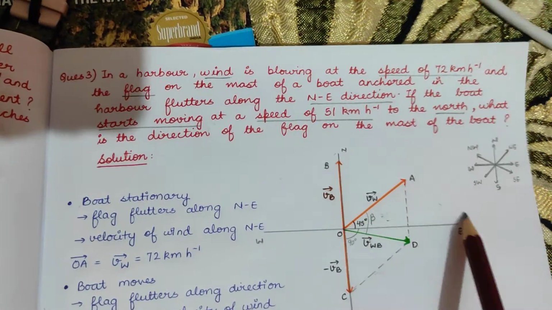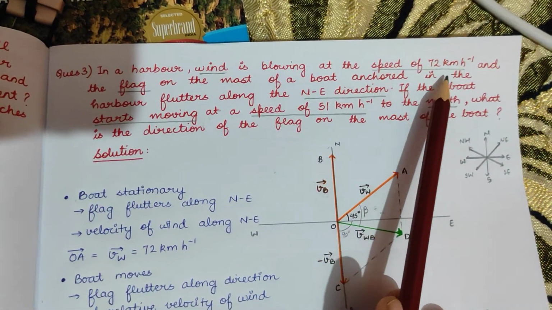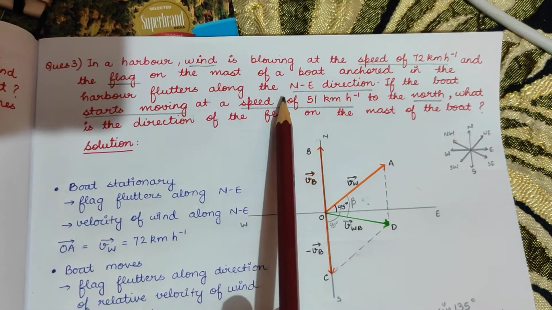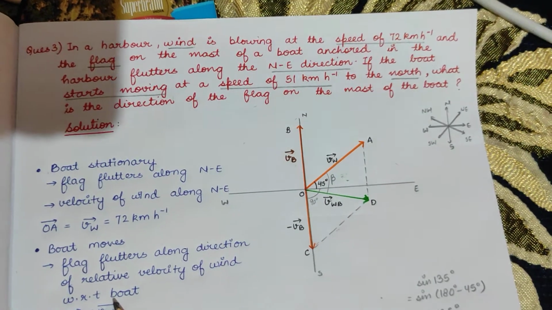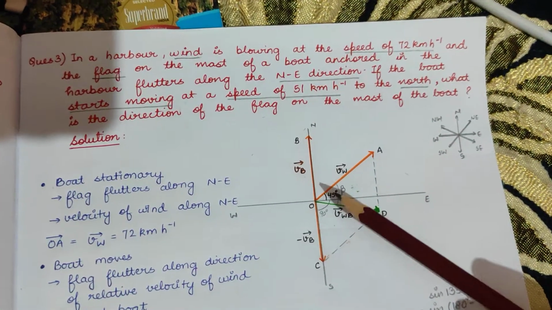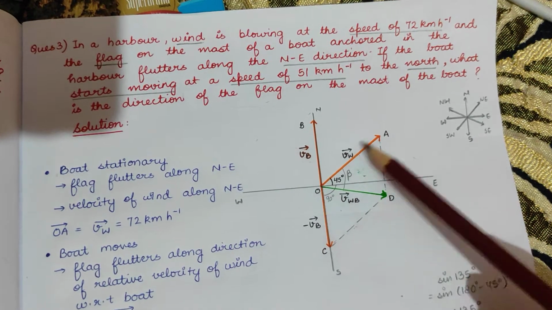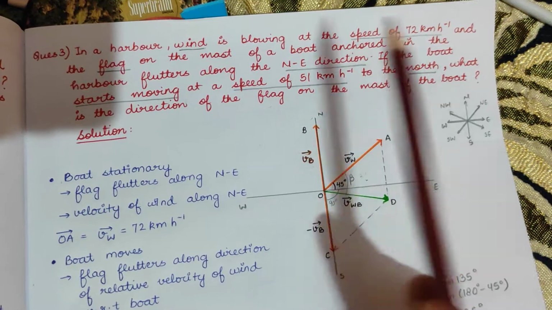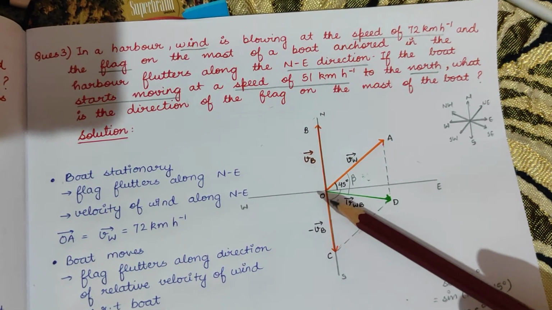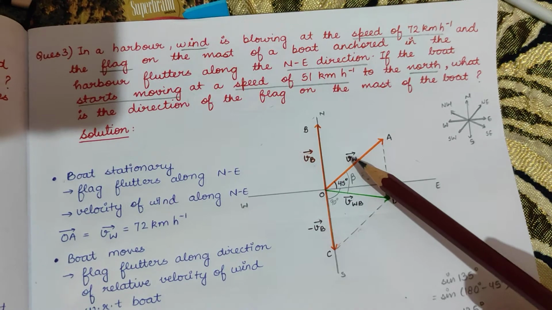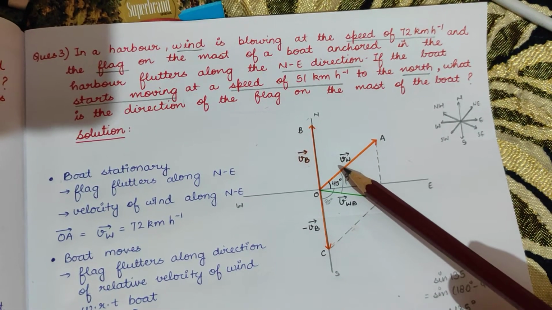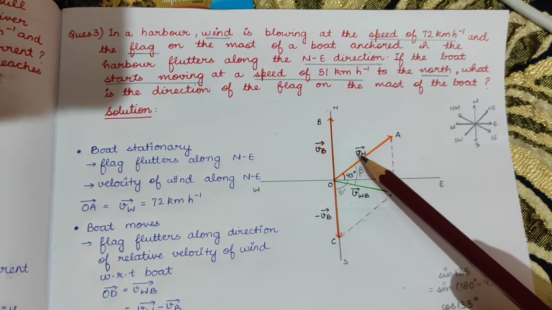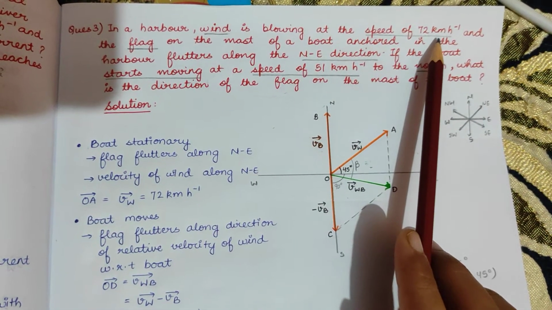Now, according to the question, the wind is blowing at a speed of 72 km per hour and the flag on the mast of a boat anchored in the harbor flutters along the northeast direction. So where is the northeast direction? This is the northeast direction. OA represents the northeast direction and the wind is blowing in this direction as the flag is fluttering along the northeast direction. So OA will represent vector VW, which is the velocity of the wind, which is given to us as 72 km per hour.